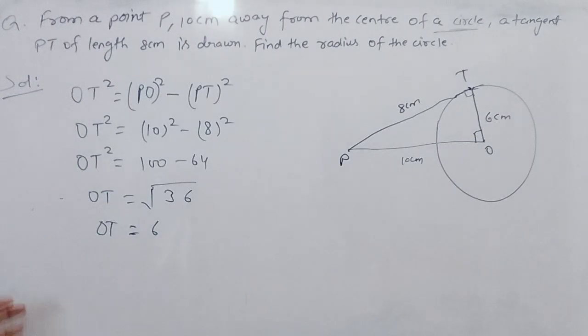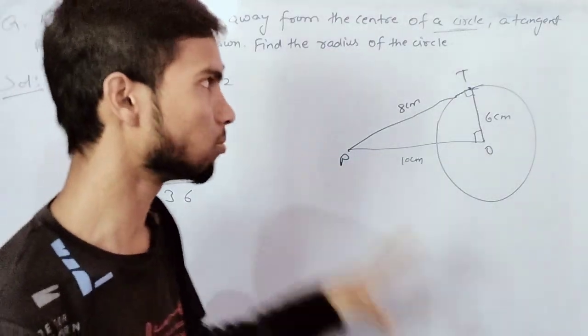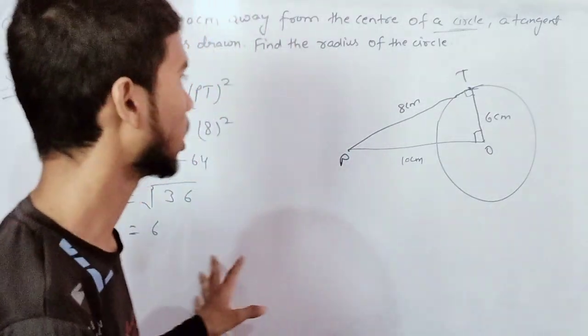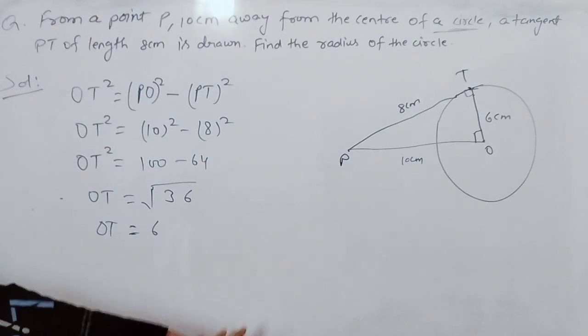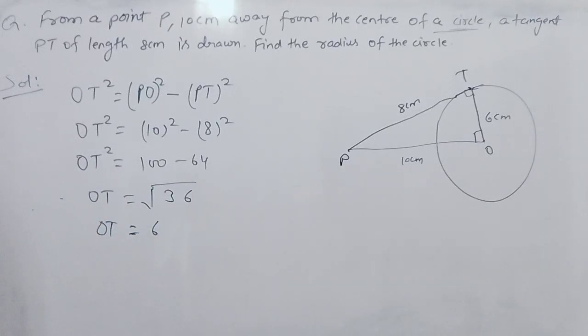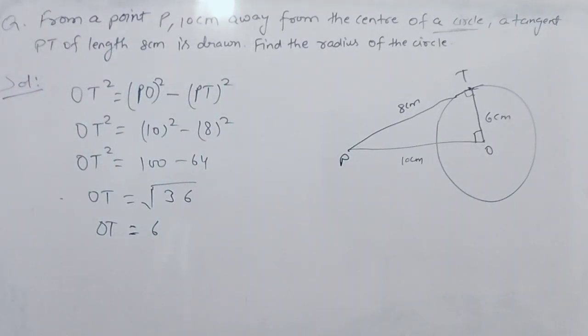Clear? That's how you will apply Pythagoras theorem: where you realize that we have a right triangle, then you should apply Pythagoras theorem. And that's how you will draw the figure from the question, which will tell you the exact equation. Now the next question.